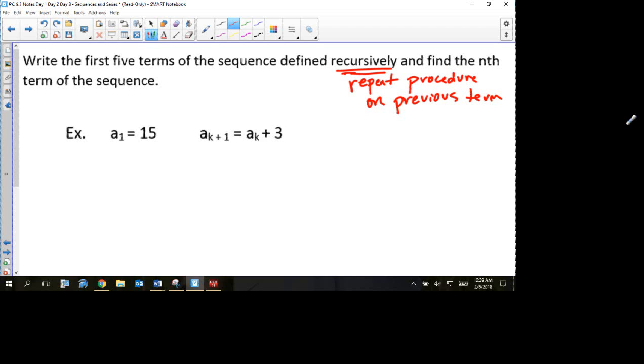But what we can do is find terms and then write the nth term from the pattern that we find. So what we're going to do is find the first 5 and then write the nth term from that.